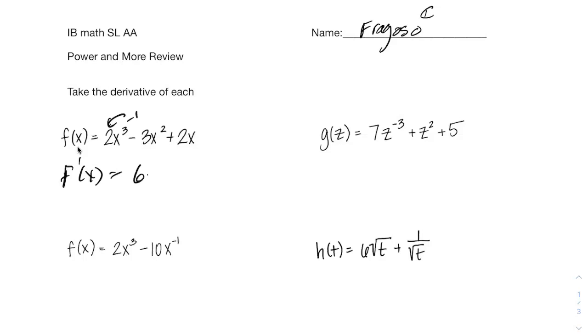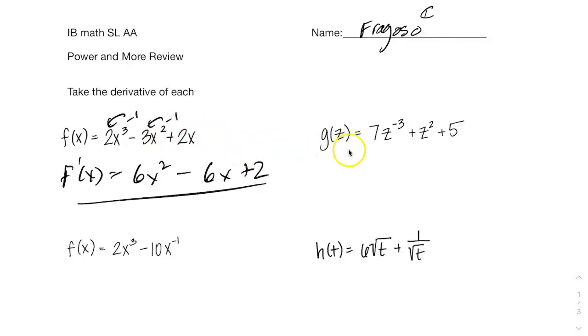So I should get 6x squared minus, bring 1 down, subtract 1 off, 6x. Remember, anytime it's a linear term, there's just an x or just a variable, then it's just the coefficient. So in this case, 2. And there you go. That's a derivative.